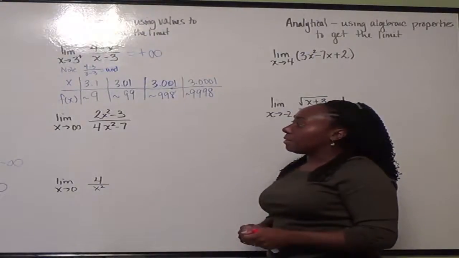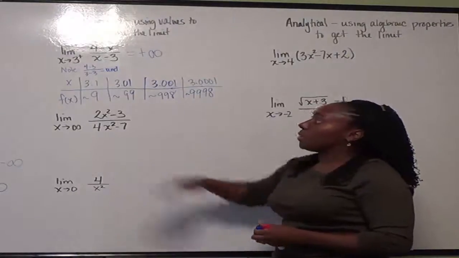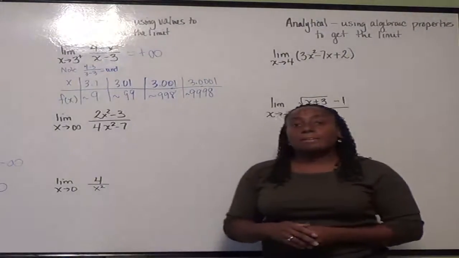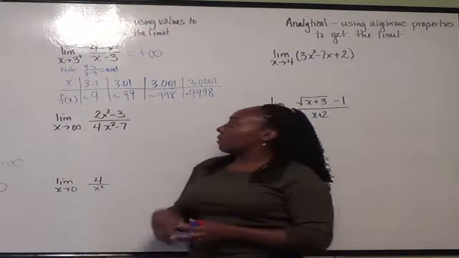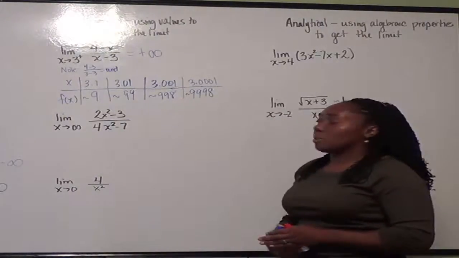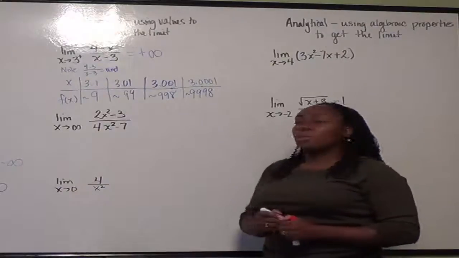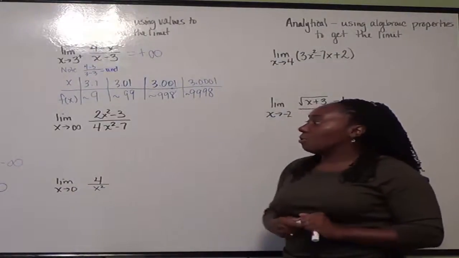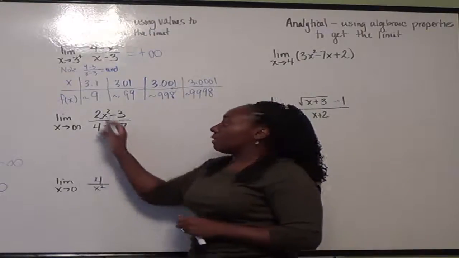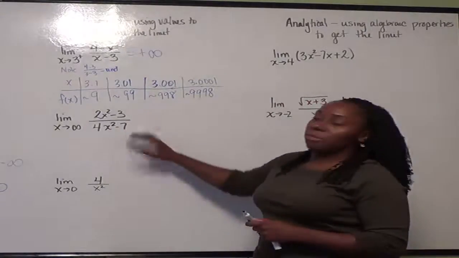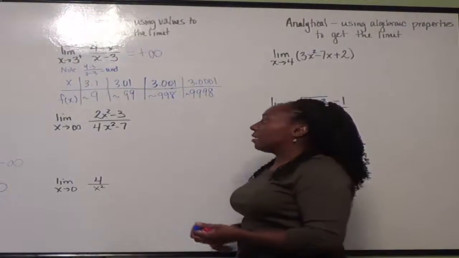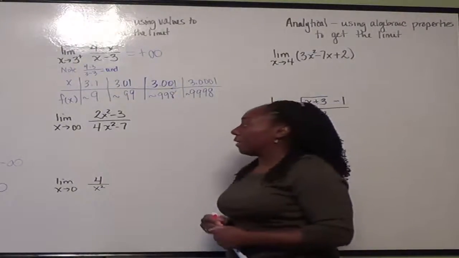Okay. Let's look at a slightly different one. So this one is another numerical method, and again, I'm looking at an infinite limit. So the limit as x goes to infinity of (2x² - 3)/(4x² - 7). Okay. Here again, I can use my numerical method, because obviously if I plug in infinity, I'm just going to get infinity over infinity. And that doesn't tell me much. That's not a nice number. It could be many things.